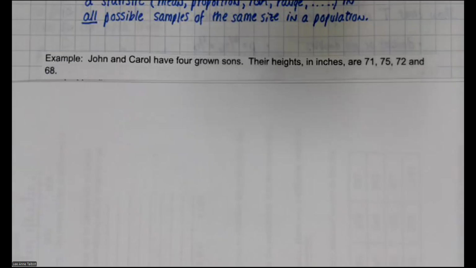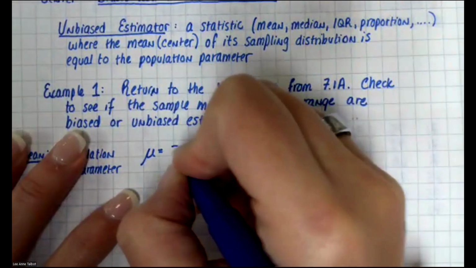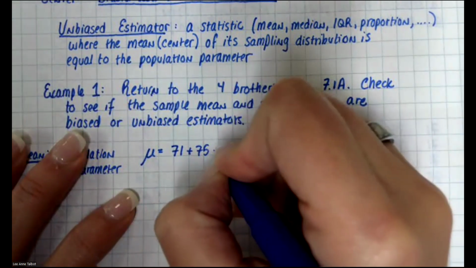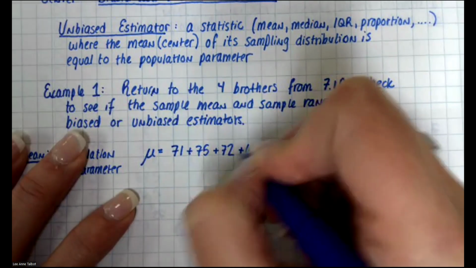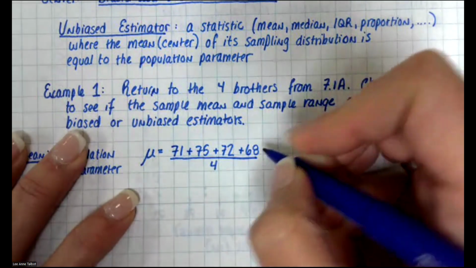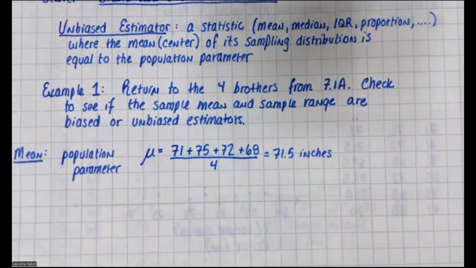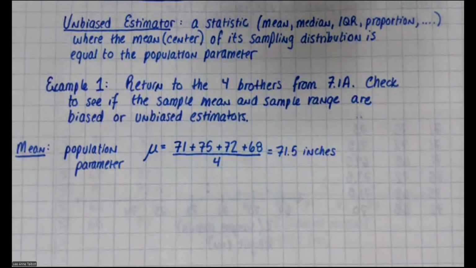Okay. Yeah. And the reason I'm saying that like that is because I'm using all these fancy words. I'm using population parameter, I'm using mu. All I'm asking you to do though is add the four numbers and divide by 4. Okay, so coming back over here, 75, 71, 75, 72, and 68. The population parameter is 71.5 inches.